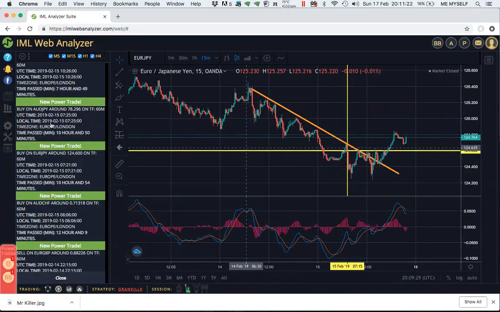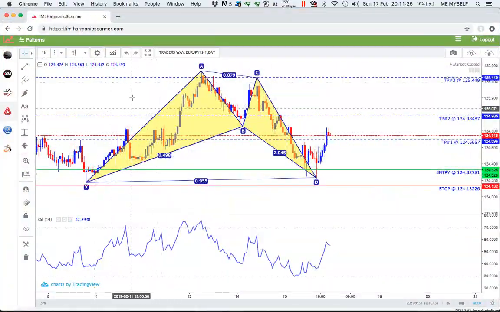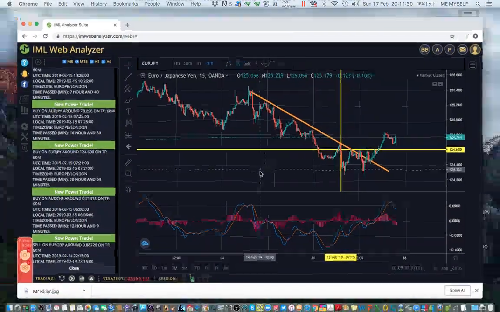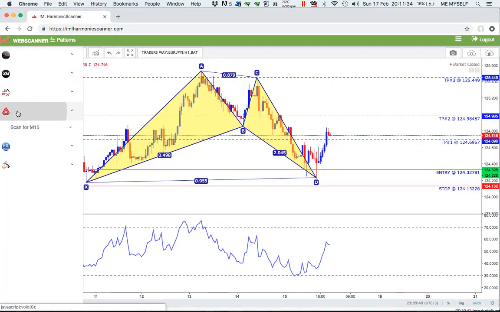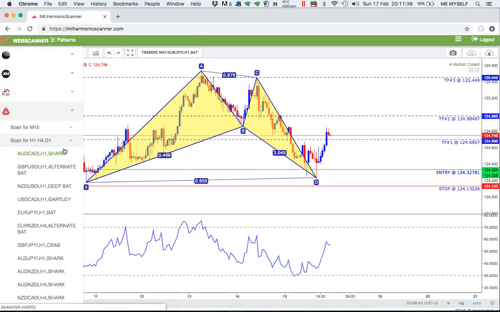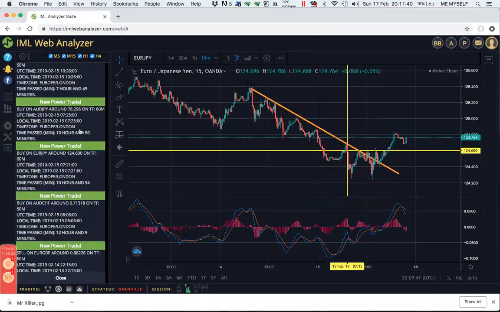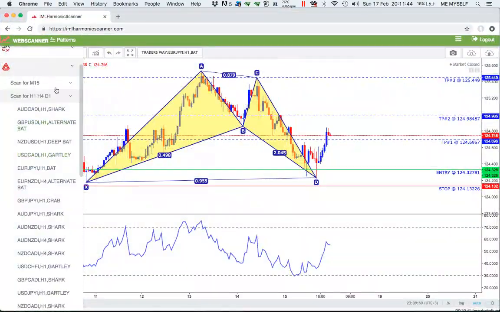Be exploring using power trades, but with the harmonic scanner, right? So whenever the power trade is called, jump across to the harmonic scanner and check to see whether there is... and we're looking at the 1 hour chart, right? The power trade was called on the 1 hour chart here. So we're looking at the harmonic scanner at the 1 hour chart as well.